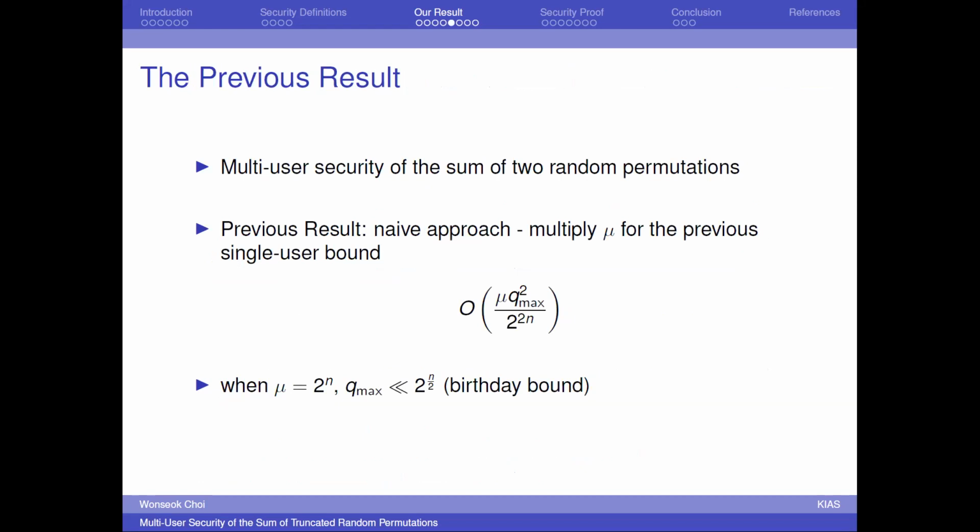To ease our understanding, let me explain the multi-user security of the sum of two random permutations. If we use a naive approach with the previous result, we can multiply the number of users mu by the previous single-user bound and obtain this bound. For this case, when we let mu be 2 to the n, then Qmax should be smaller than the birthday bound.